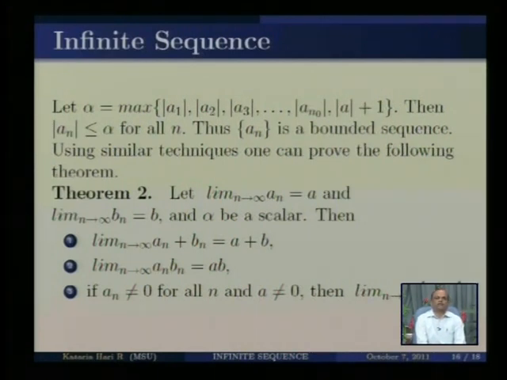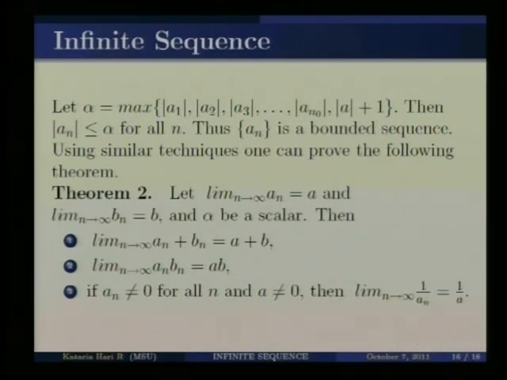Using a similar technique, one can prove the following theorem. It is this theorem: the limit of an is a and the limit of bn is b, and if alpha is any scalar, then the limit of an plus bn is a plus b, and the limit of an into bn is a into b, and if an is non-zero for all n and a is also non-zero, then the limit of 1 by an as n tends to infinity equals 1 by a.